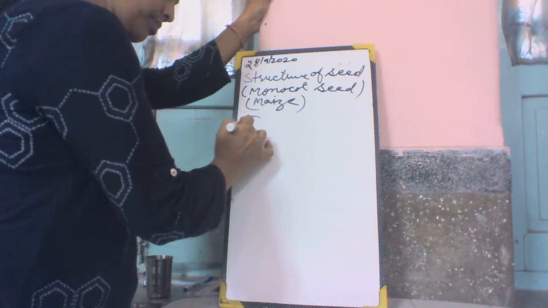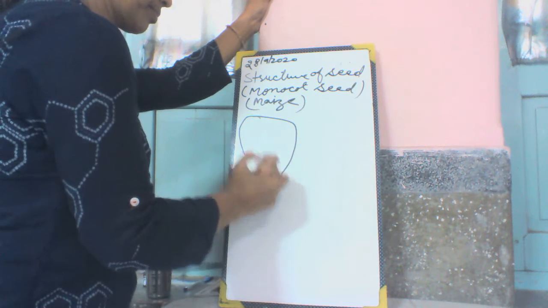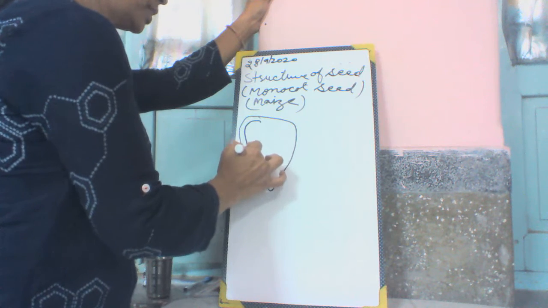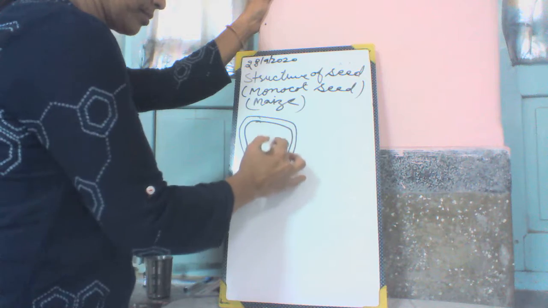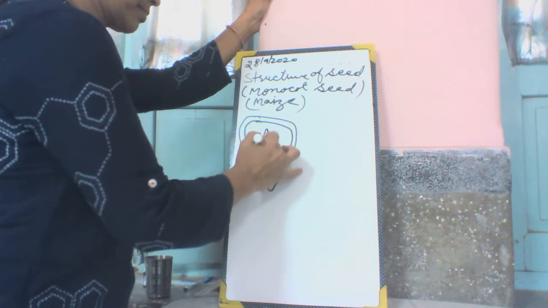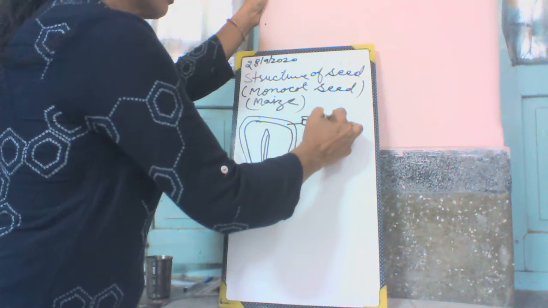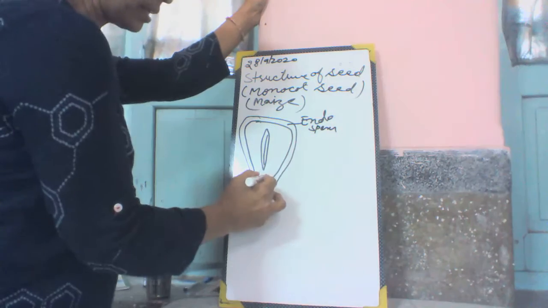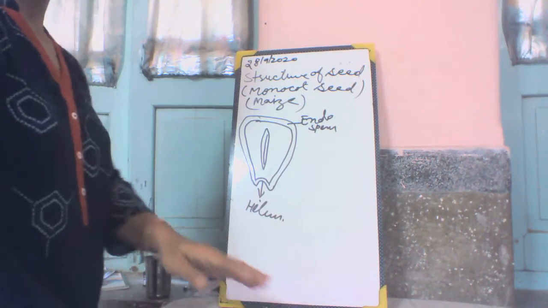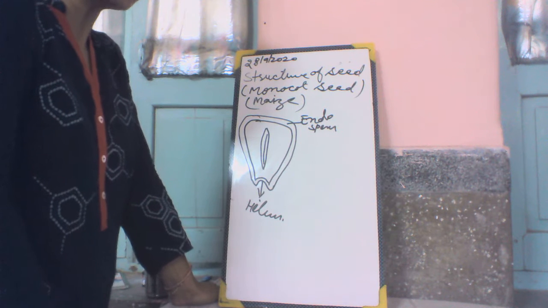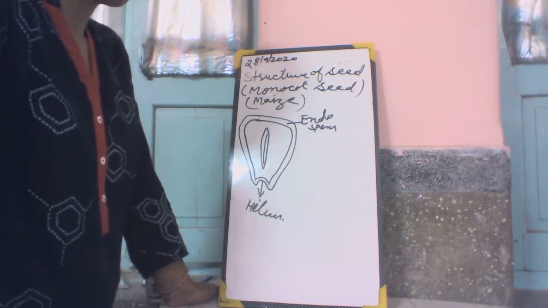Here it's triangular in shape, yellowish in color. There is an endosperm, then hilum. This is called hilum. Triangular in shape, yellowish in color. The main parts of maize are as given in the figure.